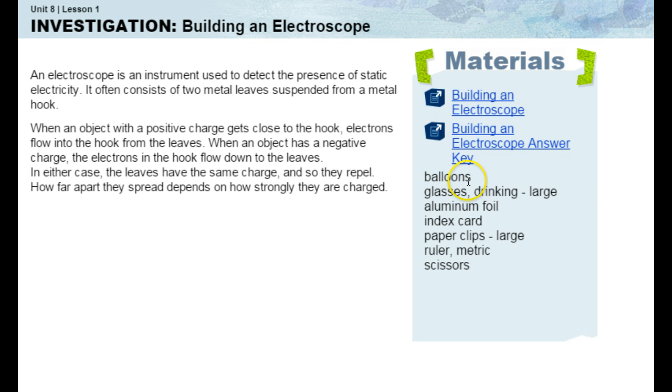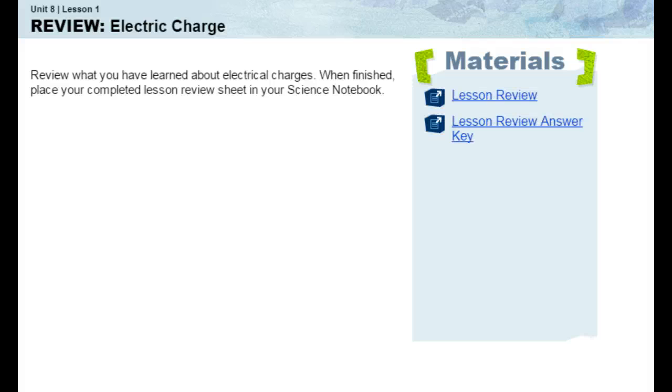A balloon. It doesn't even have to be new, find an old balloon. A glass, some aluminum foil, a piece of paper or an index card, a paper clip, a ruler, metric. It has to be a metric ruler, or you can measure it the other way too, but to be accurate, you would use a metric ruler and scissors. So we're going to end this recording right about now. You can gather those materials, get your student pages out, and build your own.